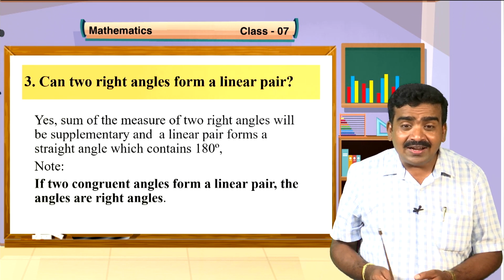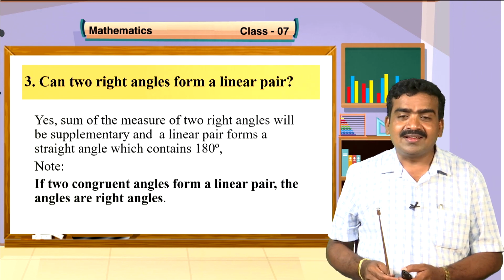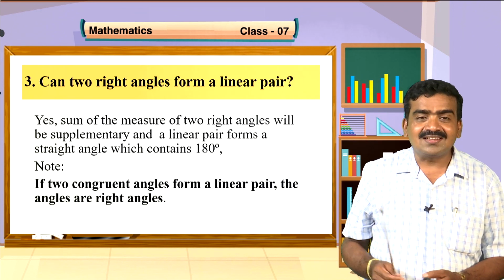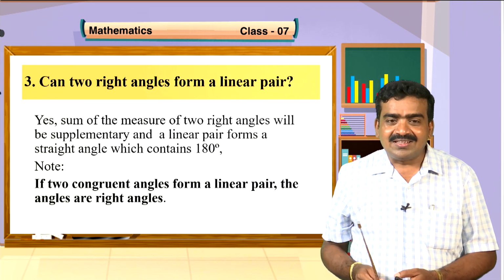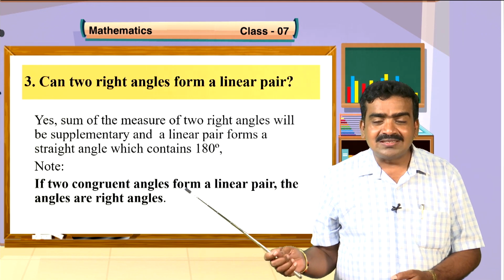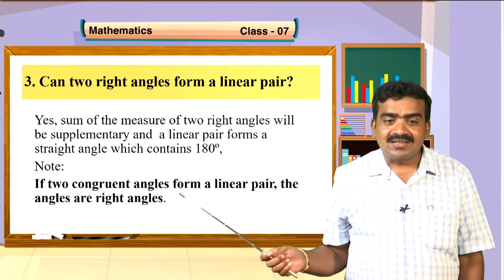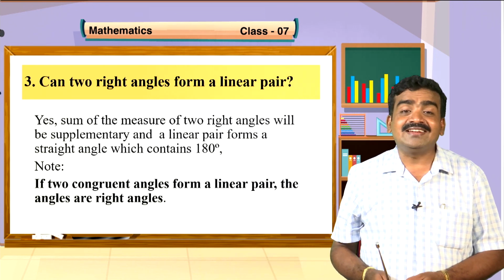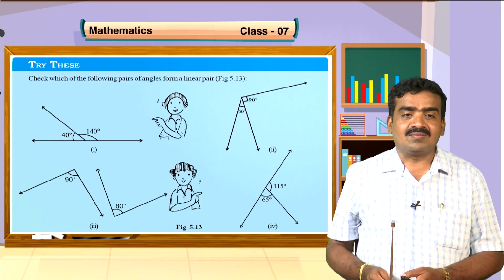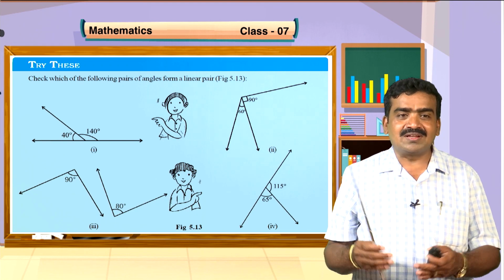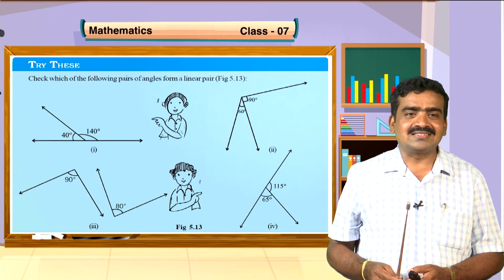If two congruent angles form a linear pair, then the angles are right angles. If the two angles are congruent, meaning their measures are the same, and they form a linear pair, then each angle measures 90 degree. My dear students, check yourself, try this.